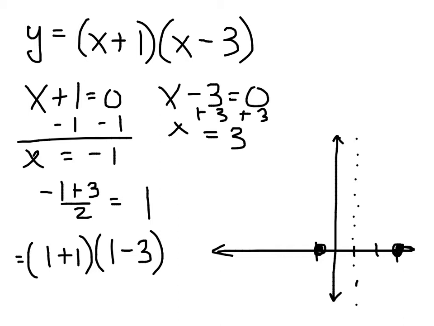What's 1 plus 1? 2. And what's 1 minus 3? Negative 2. And what's 2 times negative 2? Negative 4. So that means it's down 1, 2, 3, 4. I make a dot on that axis of symmetry. And how many dots does it take to make a parabola? 3. Do you have 3? Yeah.